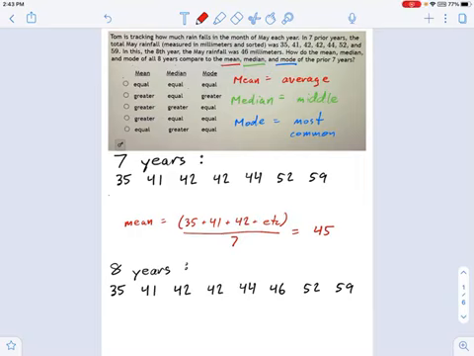In this problem, we're looking at some data for rainfall in the month of May every year for a couple of years. The first set of data is 7 years of rainfall data, and we've got 35 millimeters all the way up to 59 millimeters. Then we have one more year of data added onto this, the 8th year, which is going to be 46 millimeters in this year.